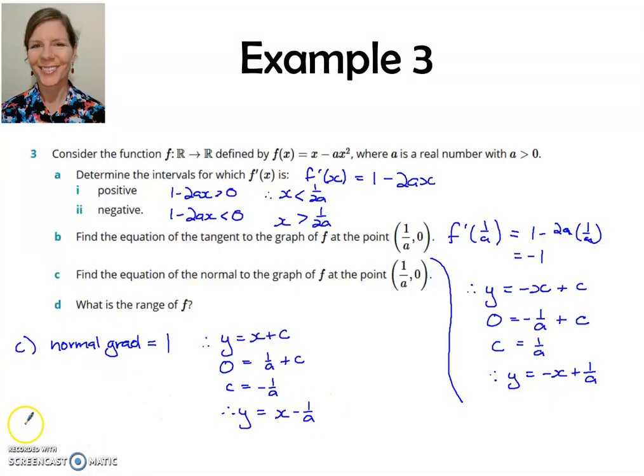Now the last one says, what is the range of f? So what are the possible y values? We're talking about y values. Now we know it's quadratic, so it's a parabola, so it's either going to have a maximum or a minimum.